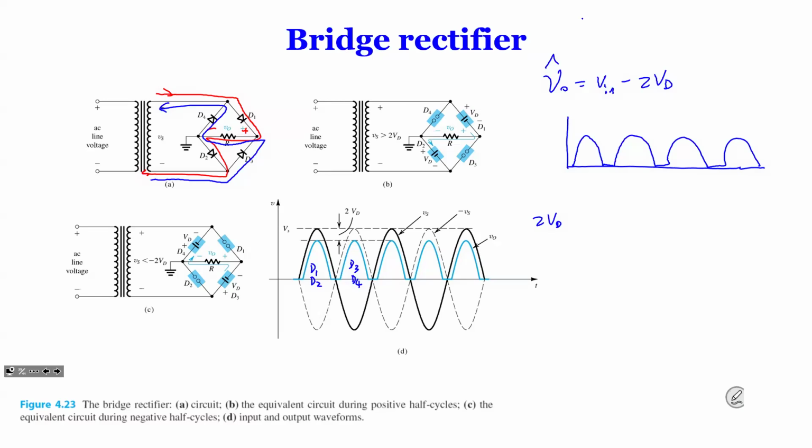So now the next question is that for this waveform, it's okay. We have positive, but it's not exactly DC. So in order to make this useful, we have to do filtering. Otherwise, this will destroy your electronics.